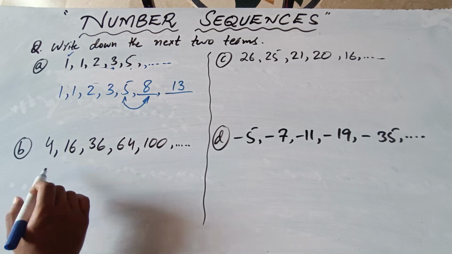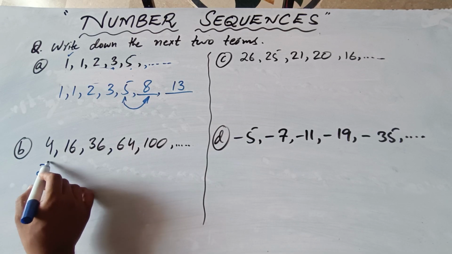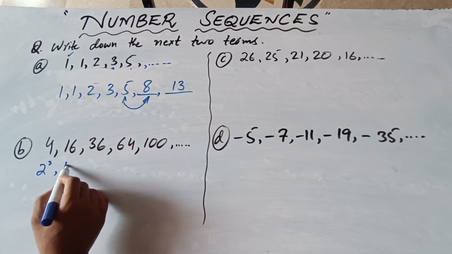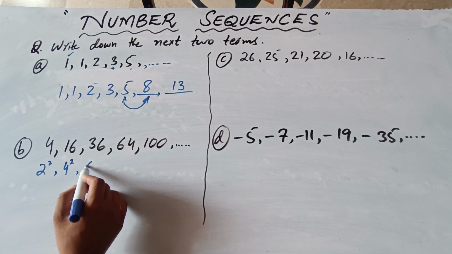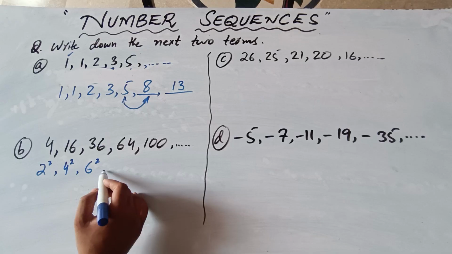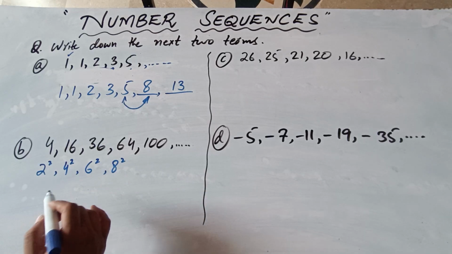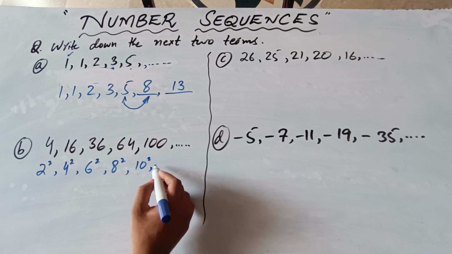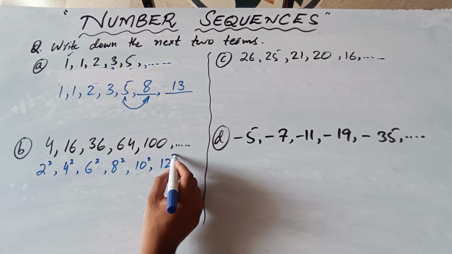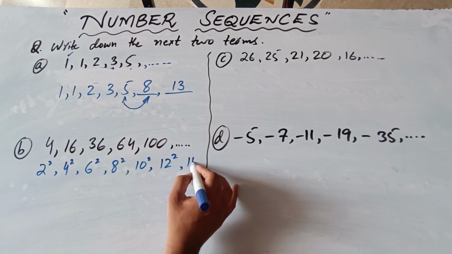4 is the square of 2, basically 2 2s are 4, then it's the square of 4, 4 4s are 16, then this is the square of 6, 6 6s are 36, then the square of 8, which is 64, then the square of 10. Now what would be the next one? It would be the square of 12, and then the square of 14.